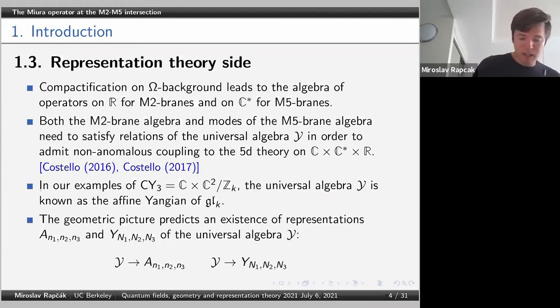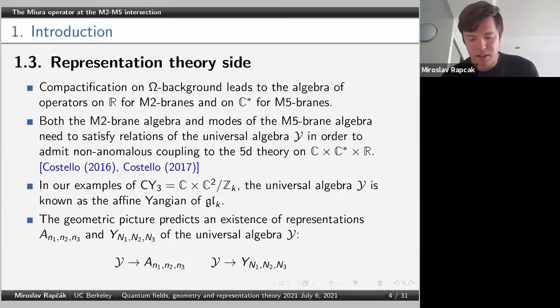Okay, and it was realized by Kevin Costello that both the algebras that come from M2 branes and M5 branes actually need to satisfy some relations of a universal algebra that I call Y in order to admit non-anomalous coupling to the M theory itself. And in our examples, where the Calabi-Yau threefold is simply C times C2 over ZK, the universal algebra is known as the affine Yangian of GLK.